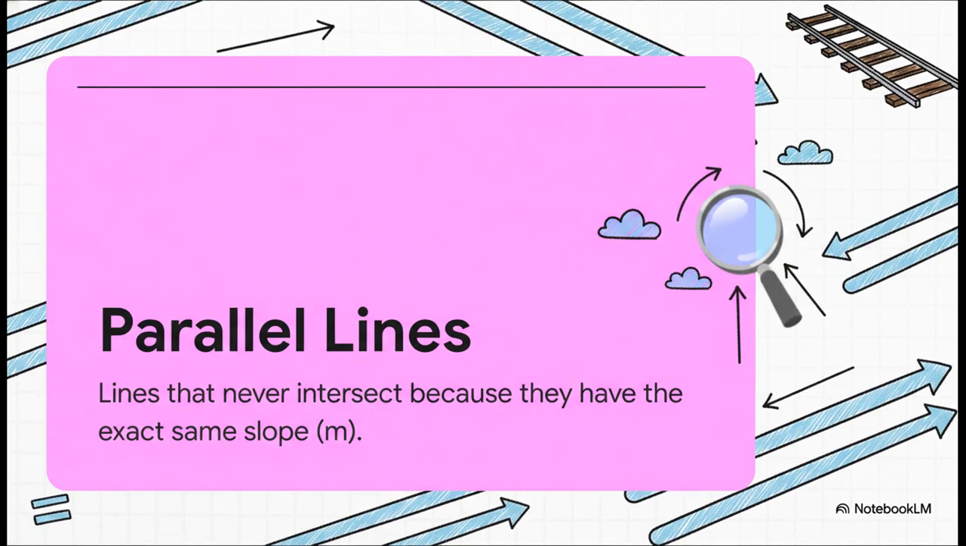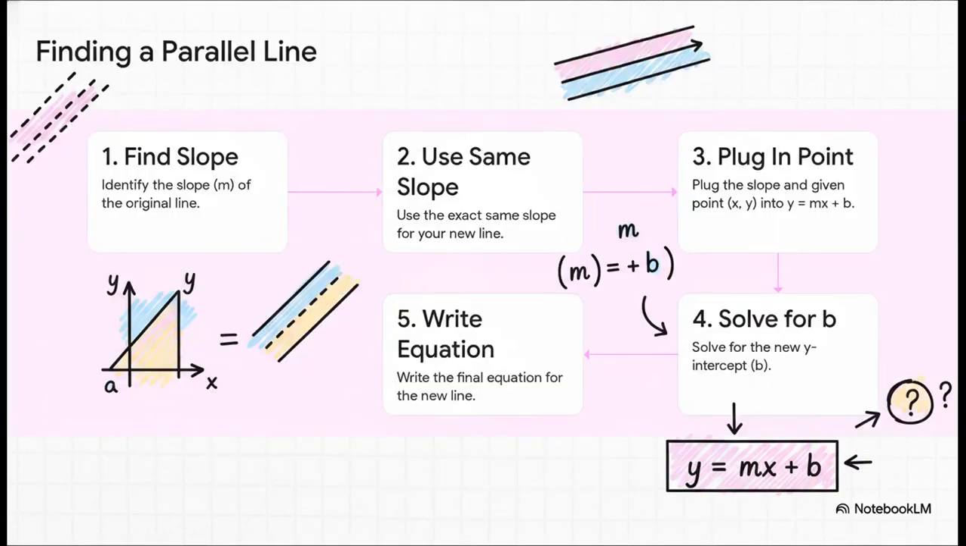And that brings us to the big secret, the one thing you have to remember. Parallel lines have the exact same slope. That's it. It's the whole key. If one line has a slope of 5, any line parallel to it also has a slope of 5. Simple as that. Okay, so how do we actually find a parallel line?